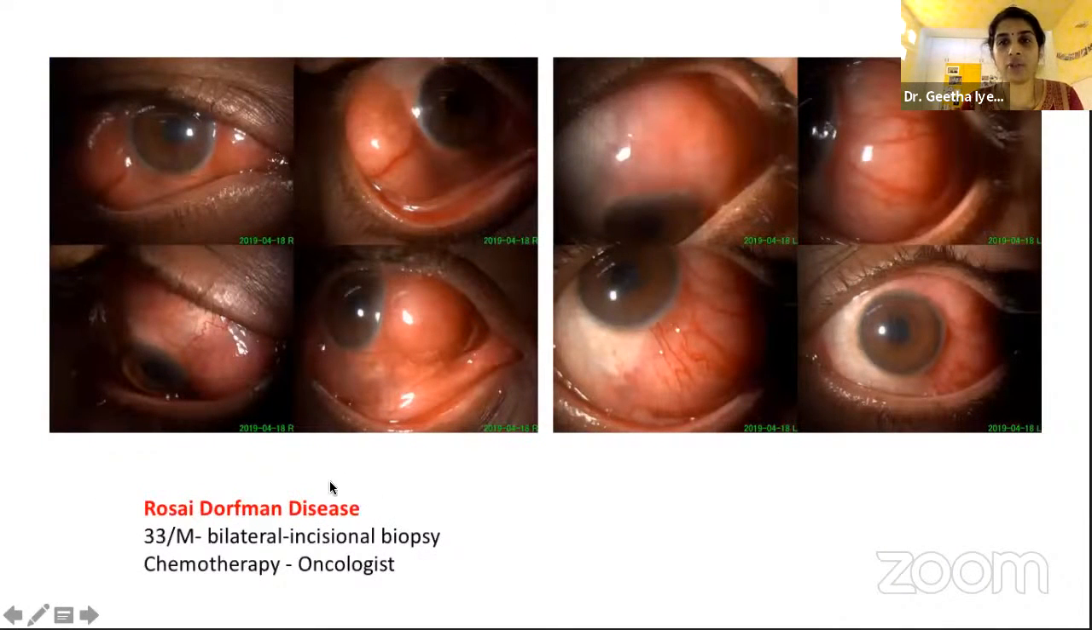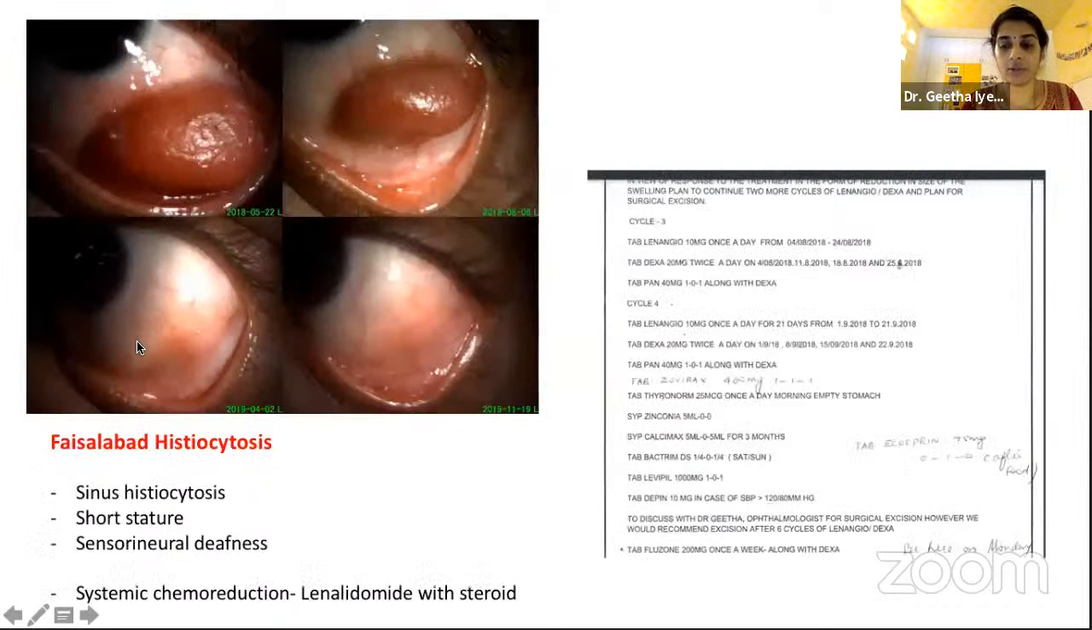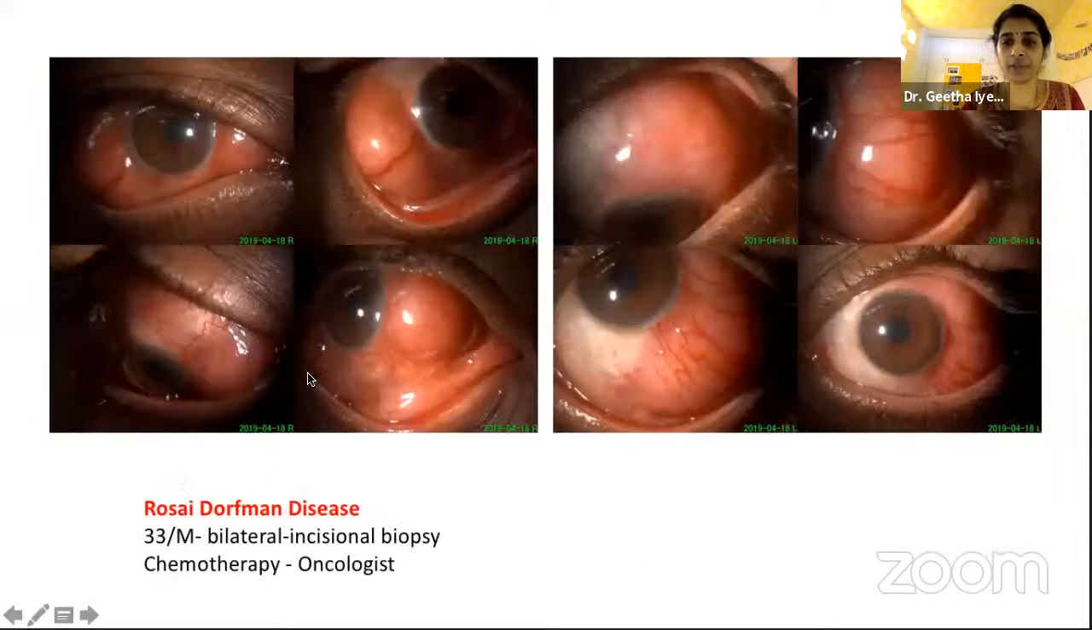But this was another patient who came with bilateral large lesions in both the eyes. In fact, in the initial starting phase, I guess this patient got wrongly misdiagnosed as scleritis and was started on immunosuppressive therapy elsewhere. And then he came with these kind of large lesions in both the eyes. And I did an incisional biopsy, which again showed that this was Rosai-Dorfman disease. But because it was so extensive and bilateral, the hemato-oncologist decided to give him chemotherapy. And the lesions did start resolving after that.